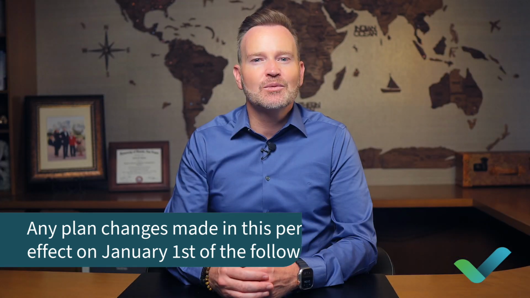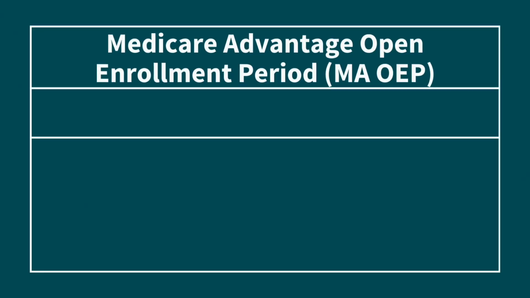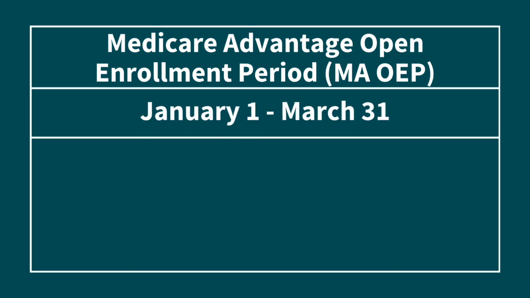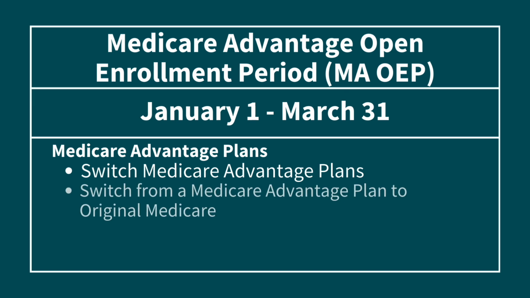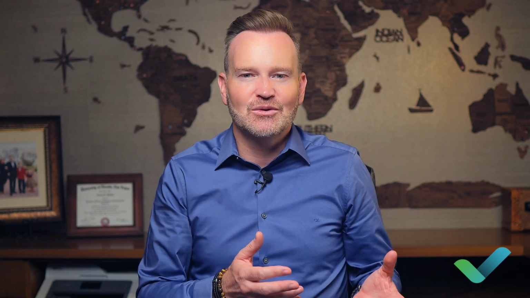The next enrollment period you need to be aware of is Medicare Advantage Open Enrollment Period. Now, the name is confusing because a lot of people say open enrollment happens at the end of the year. But Medicare Advantage Open Enrollment is a period that runs from January 1st to March 31st every year. And during that time, you can switch between Medicare Advantage plans, or you can switch from a Medicare Advantage plan back to original Medicare.